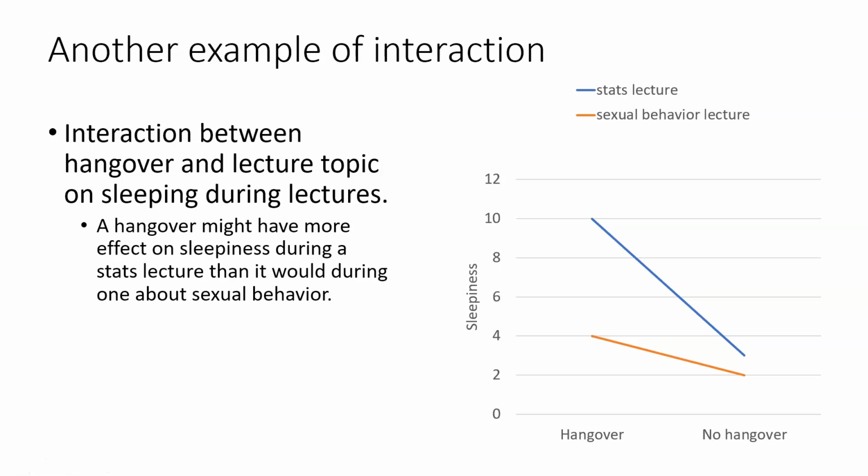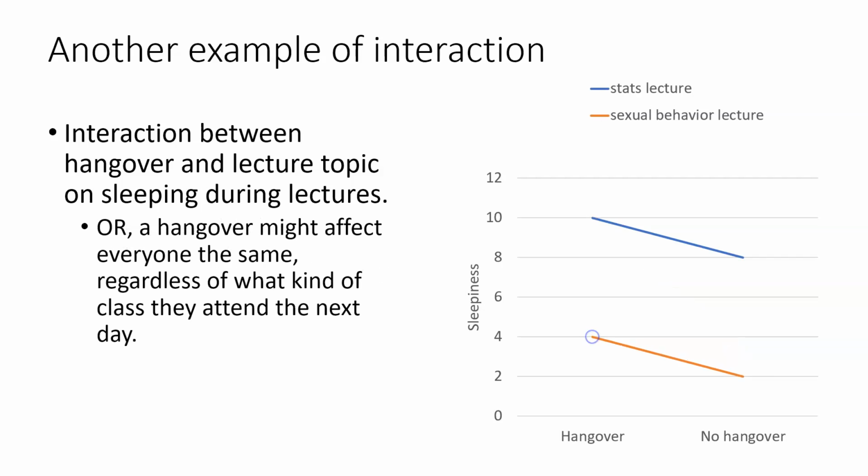However, this might not be the reality of the situation. You might find that in real life there was not an interaction here, that these lines were approximately parallel, in which case you would say a hangover might affect everyone the same, regardless of what kind of class they're attending the next day. So if you're in a stats lecture, of course, you're going to be sleepier just on the whole than you are in a sexual behavior lecture because it's a little bit more boring. And when that happens, of course, you see the overall blue line is higher than the overall orange line, but you see an equal impact of hangover for both kinds of lectures.